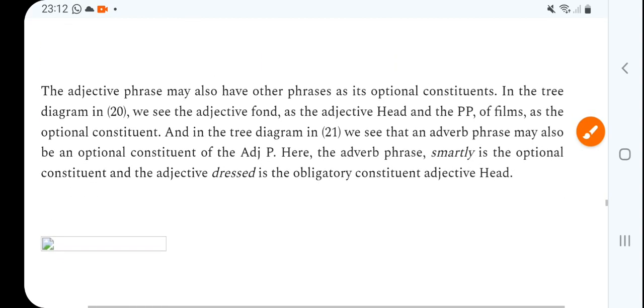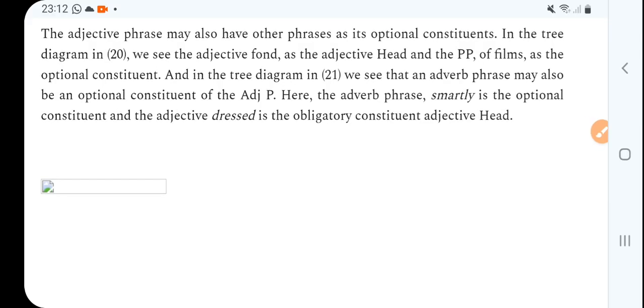Now the adjective phrase may also have other phrases as its optional constituents. In tree diagram 20 we see the adjective fond as the adjective head and the prepositional phrase of films as the optional constituent.